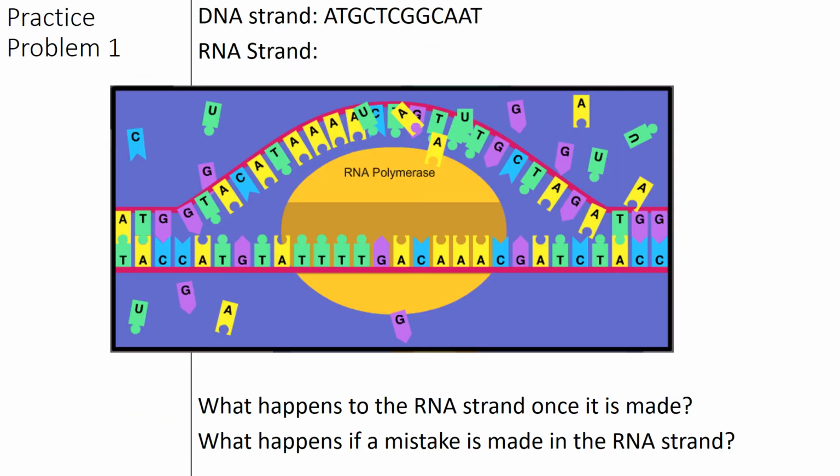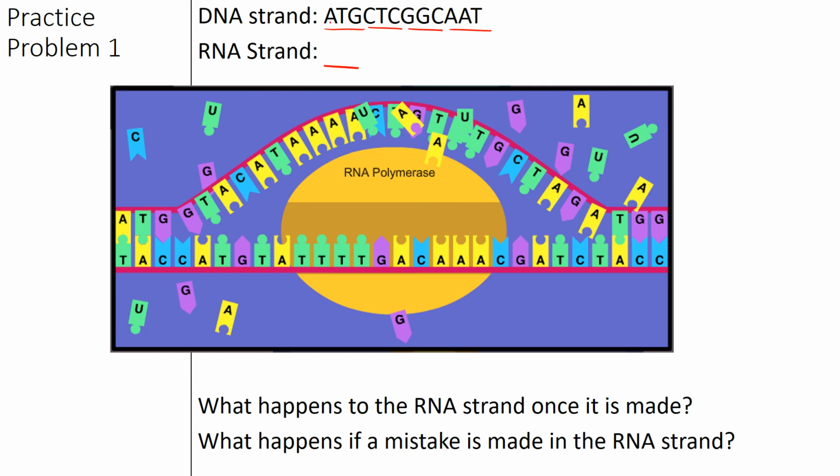Cool. So let's do a practice problem here. I want you to write down these letters: ATG, CTC, GGC, AAT. And I want to see this in your notes. I want you to write the corresponding letters here. So you should write 3, 6, 9, 12 letters that pair up here. I'll do the first 3. So A, okay. Oh, you know what? Sorry, we haven't done this yet.